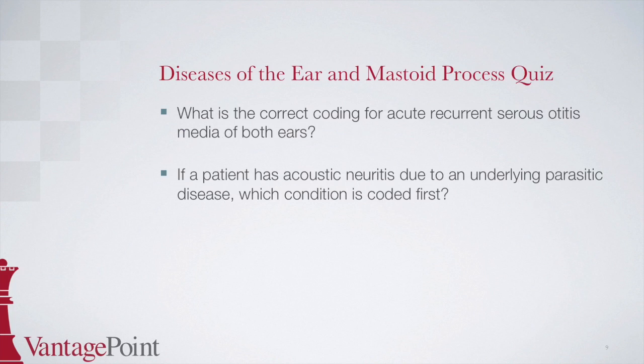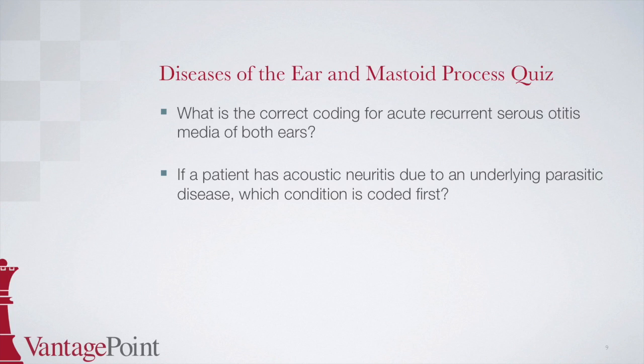Now it's time for our quiz. Our first question is, what is the correct coding for acute recurrent serous otitis media of both ears? Our second question is, if a patient has acoustic neuritis due to an underlying parasitic disease, which condition is sequenced first? You can pause the webinar to write down your answers and then hit play to find out if you were correct.